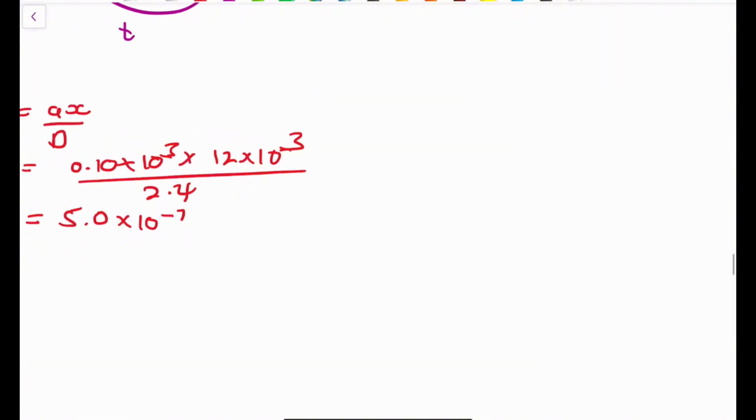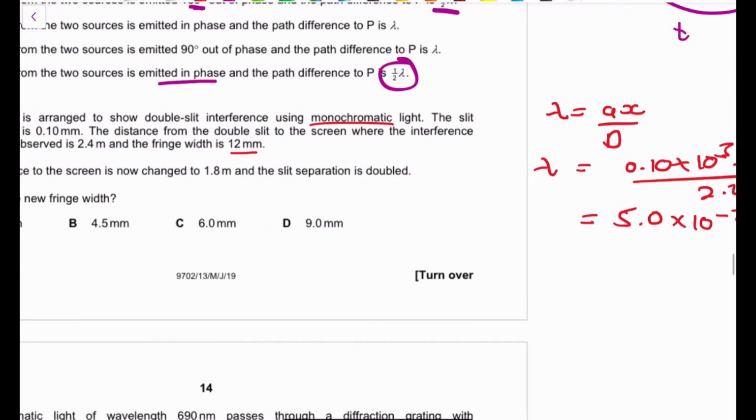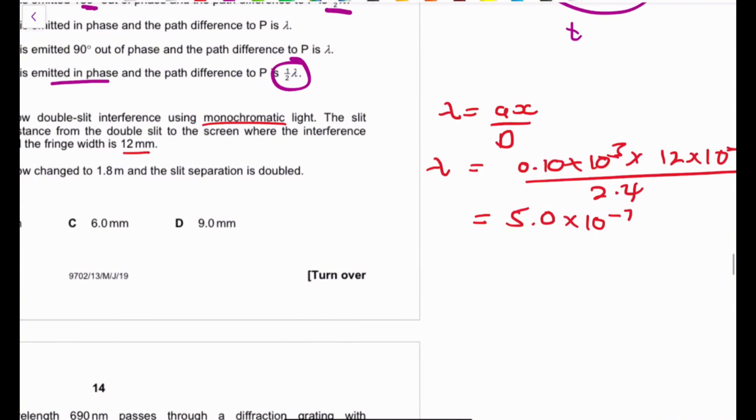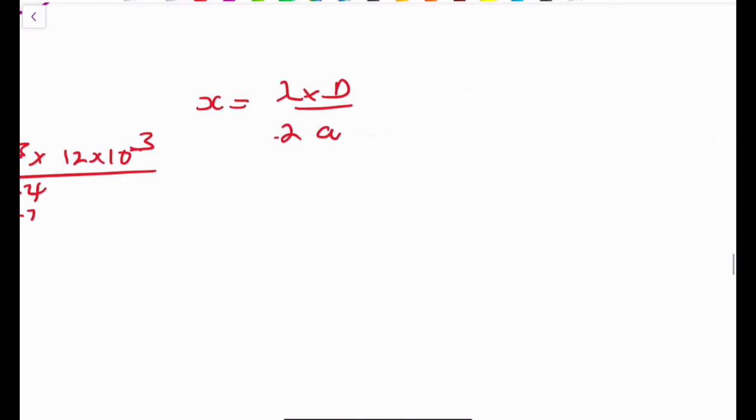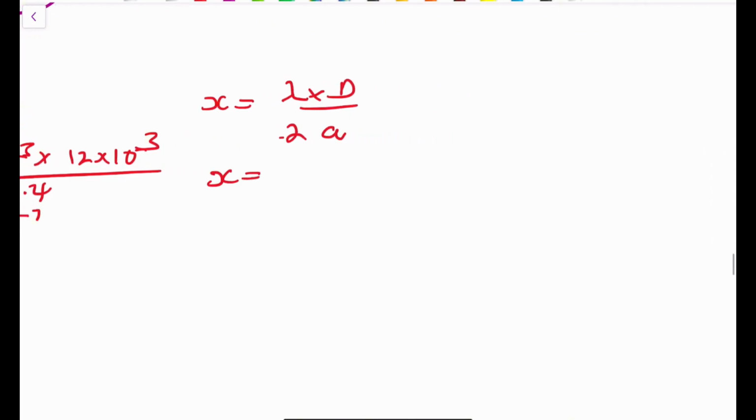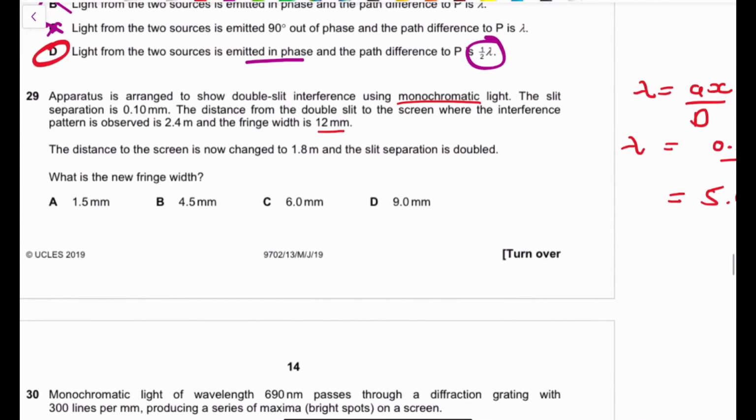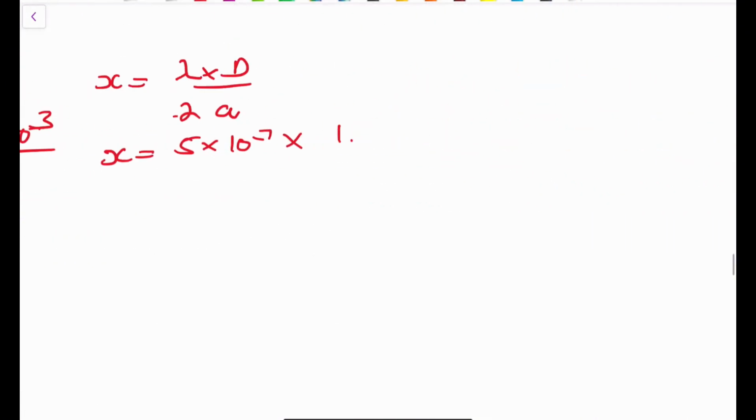For the other experiment, I now want to find the value of x, which is going to be lambda times D divided by 2a. Why? Because the slit separation is doubled, okay? So the value of x is going to be lambda, which is 5 times 10 to the power of negative 7, times your value of D, which is going to be 1.8, okay?